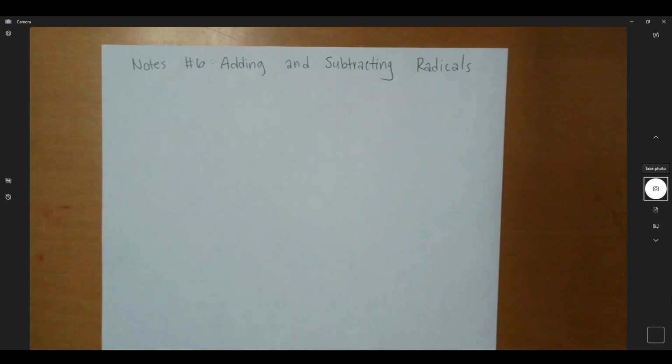All right, for notes number 6, we're doing adding and subtracting radicals. So this is the last part of unit 0. This is definitely the most complicated one because we need to make sure we have the same radicand.